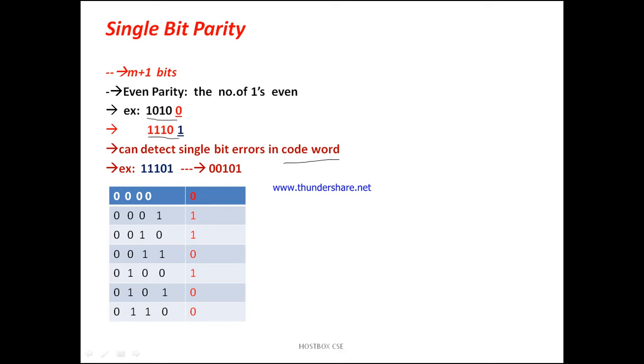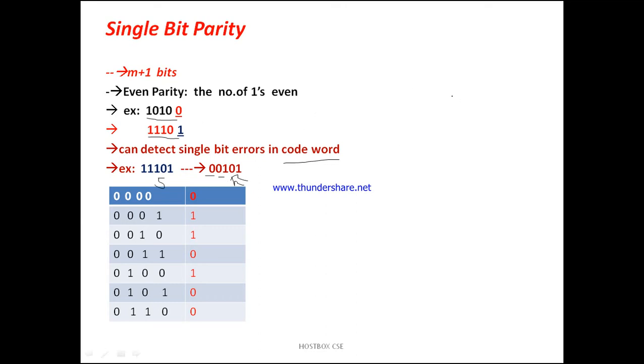Let's say here I am the sender, having the code 1101, and the receiver receives 00101. That means the first two bits are changed. One was sent but 0 is received, and again one was sent, here 0 is received. So like that, errors will be there.